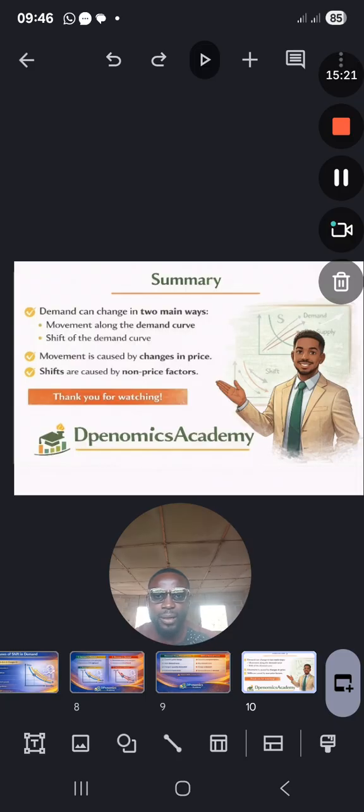In summary, demand, like I said, can change in two main ways. Movement along demand curve, a shift of the demand curve. And remember that a movement along demand curve is caused by changes in price of the commodity per se, and a shift in demand can be caused by non-price factors, which is to say other factors affecting demand apart from price of the commodity.